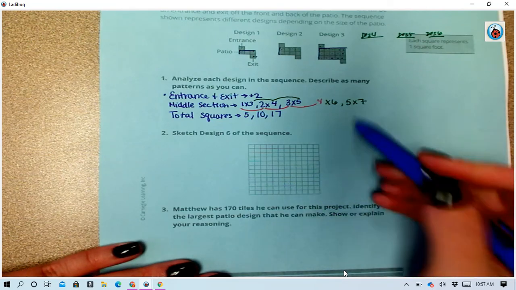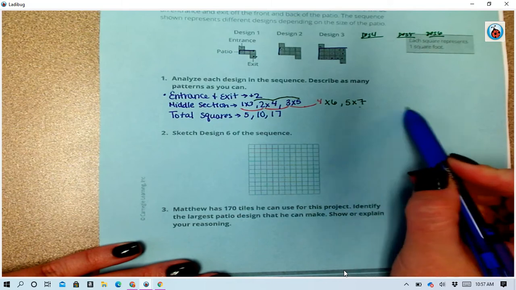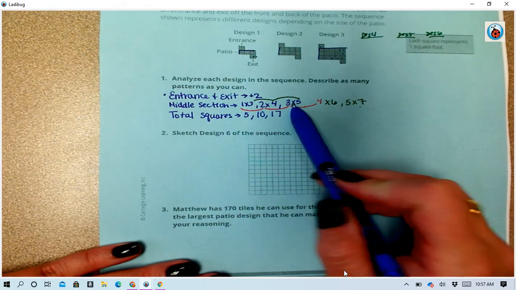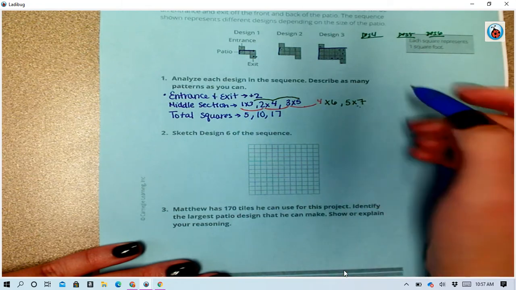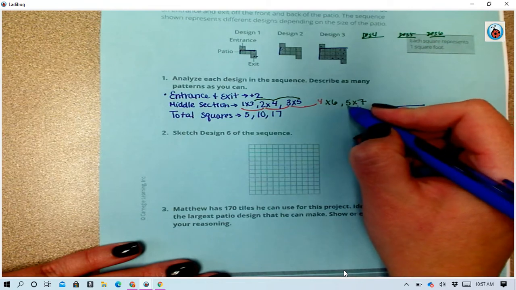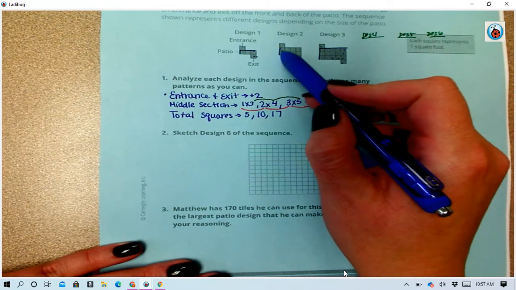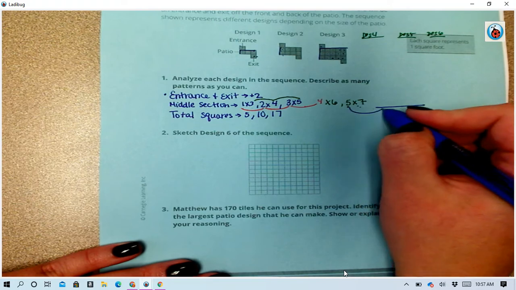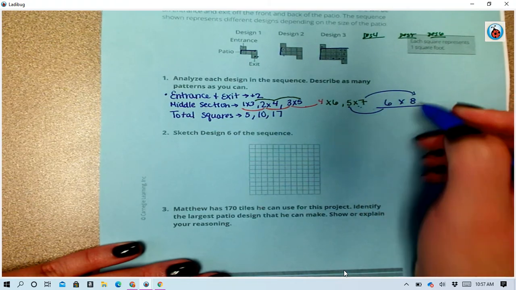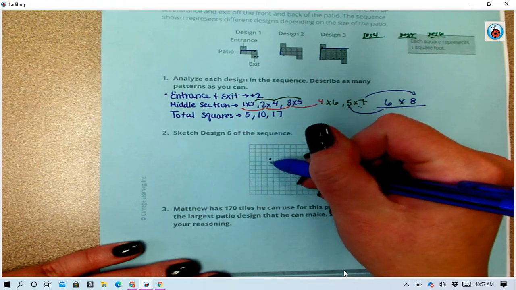So in order to do this, I just kept going with the numbers I had for number 1. So design 1, design 2, design 3, design 4, design 5. So my next would be design 6. So my height of the patio would go up to a 6, and then the length would go up to an 8. So this would be 6 by 8.